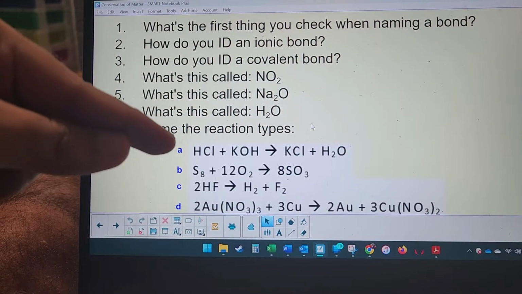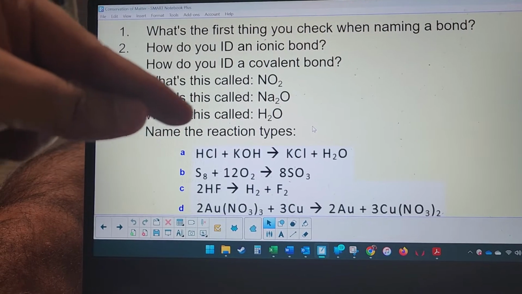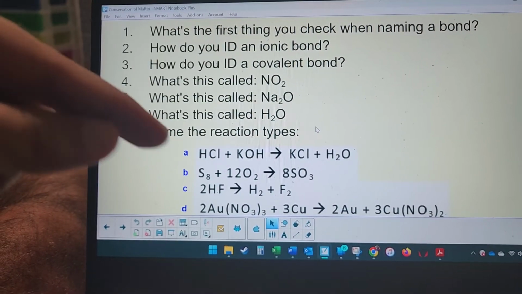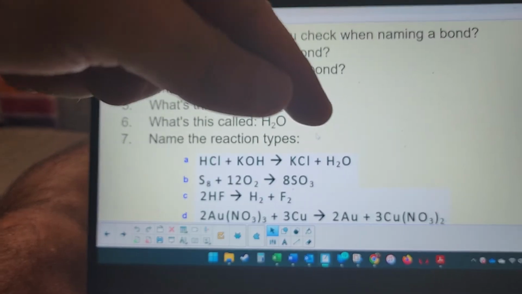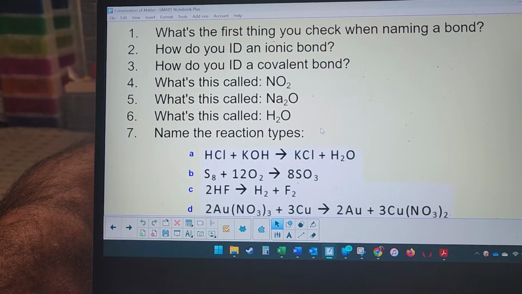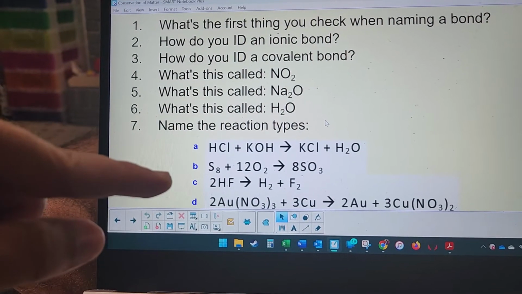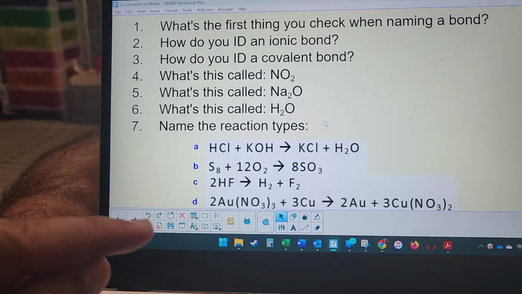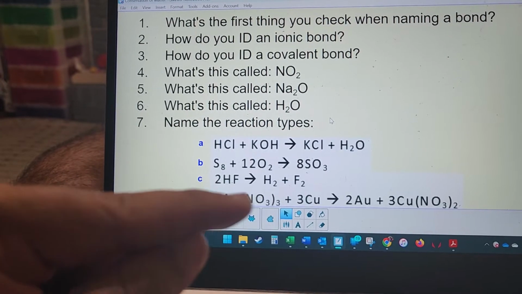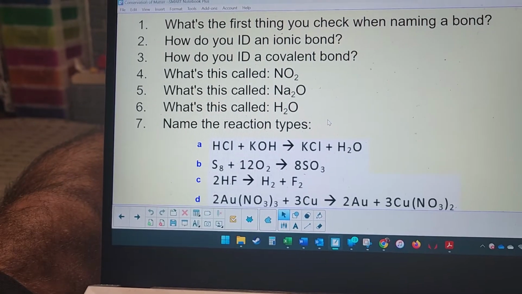All right, so 7A, we have a double replacement. I know it's double replacement because there's 1, 2 things here behind the plus, 1, 2 things. We just switch them out, and we get a new result at the end. B, I would say that is a synthesis. You have 2 smaller things making 1 bigger thing. C, you would call that decomposition. 1 bigger thing being broken down into 2 smaller things.